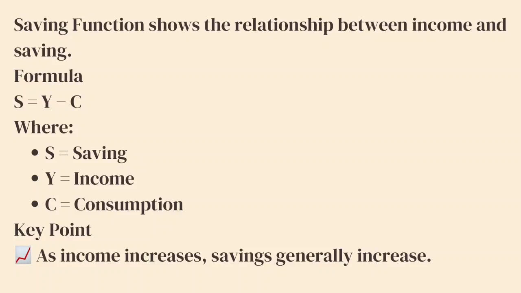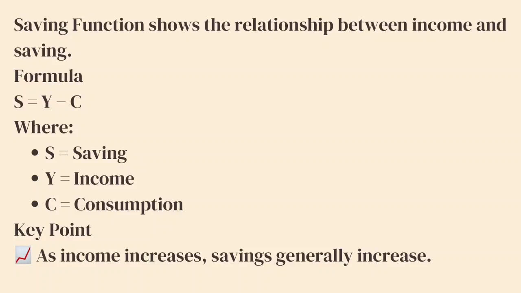Now let's study the saving function. Saving simply means the part of income that is not spent on consumption. Whenever we earn income, we first spend on essential and personal needs. Whatever remains after consumption is called savings. The formula is very simple. S equals Y minus C. As I told you already, Y means income. So it means savings equals income minus consumption.